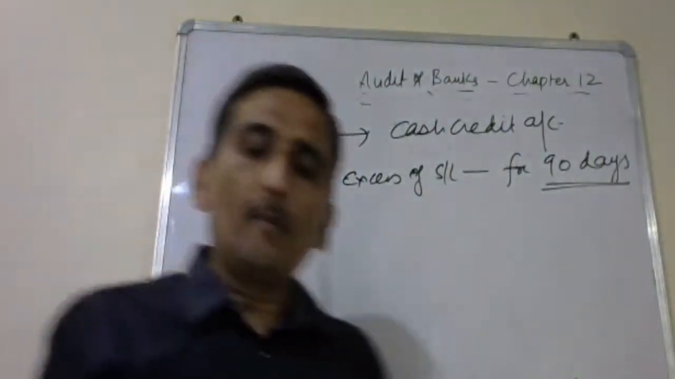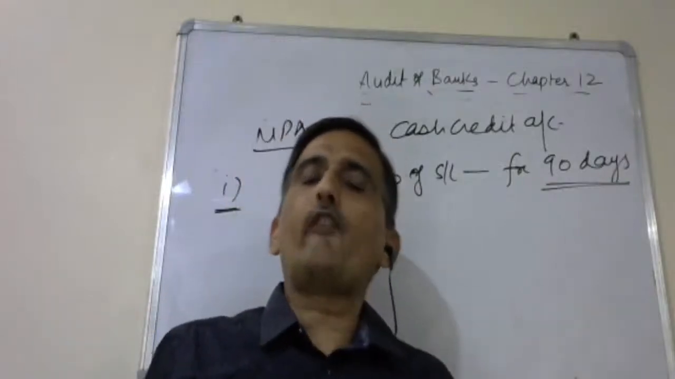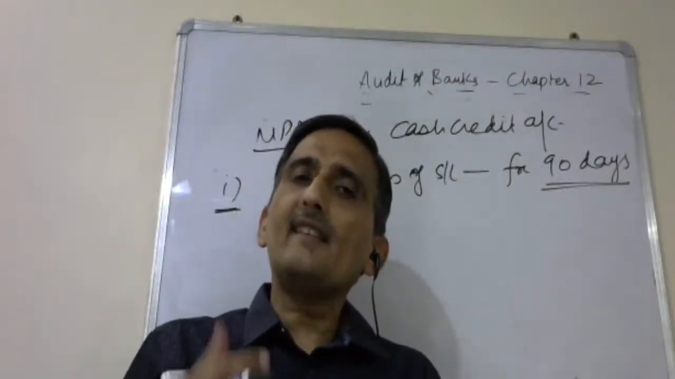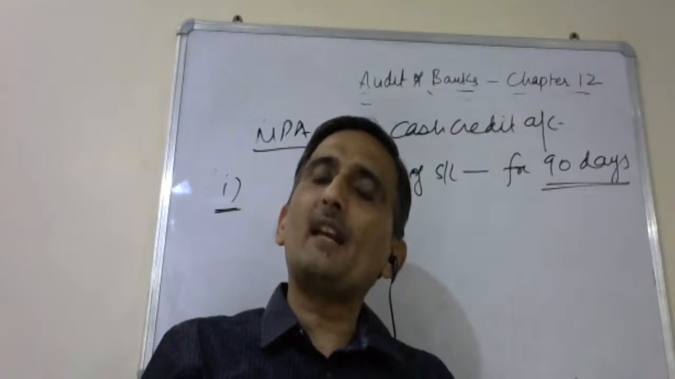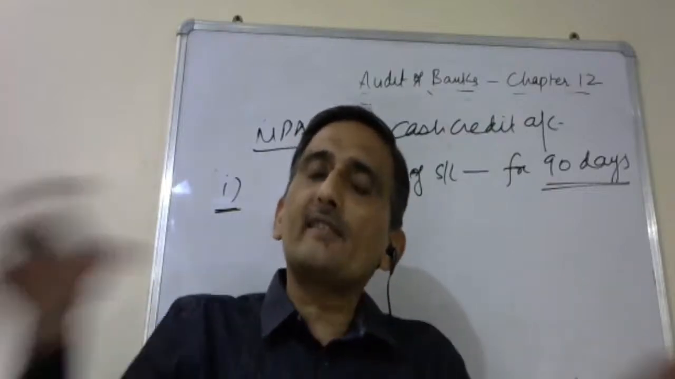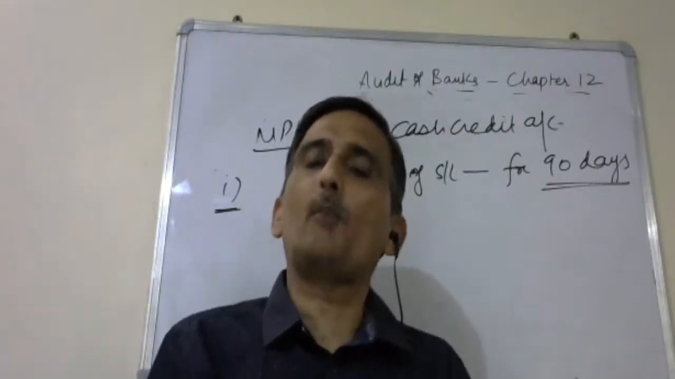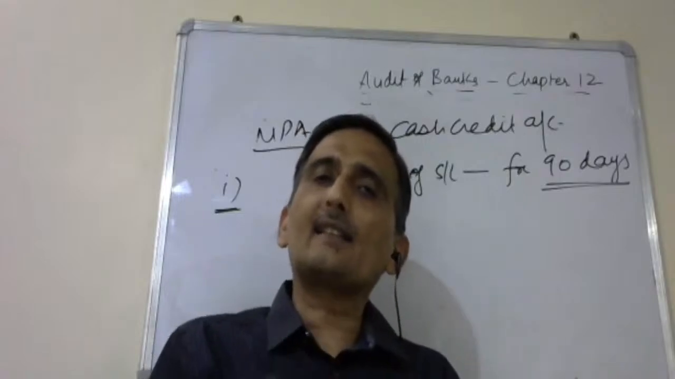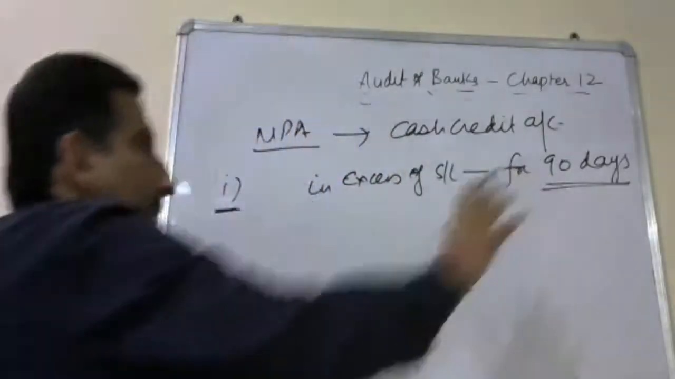Then the account would be treated as out of order. So a CC account becomes NPA when it becomes out of order, which is not in order, which is not working properly. So there are three conditions. One possibility is this.